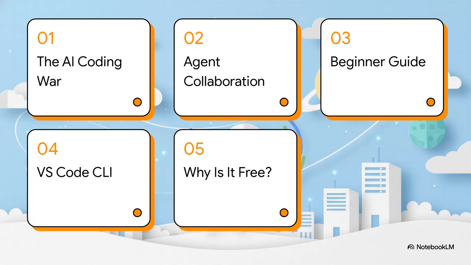Here is a roadmap for today. We're going to cover the AI coding war, how agent collaboration works, a quick beginner setup guide, using the VS Code CLI, and finally, diving into exactly why Google is giving this away for free.